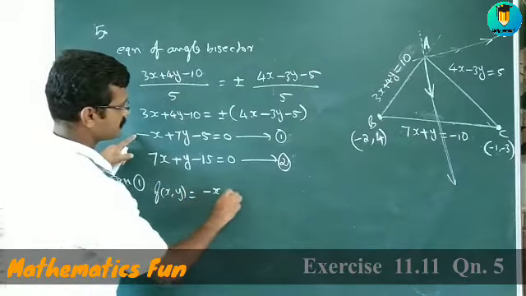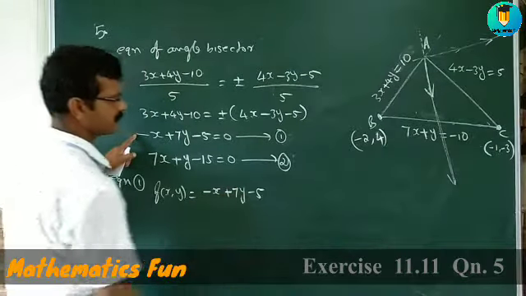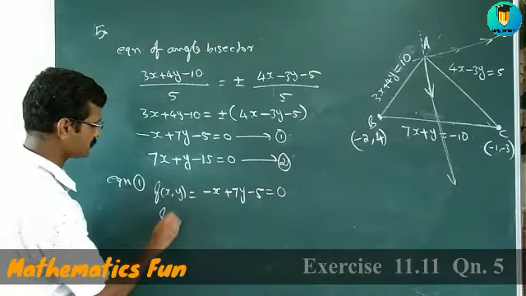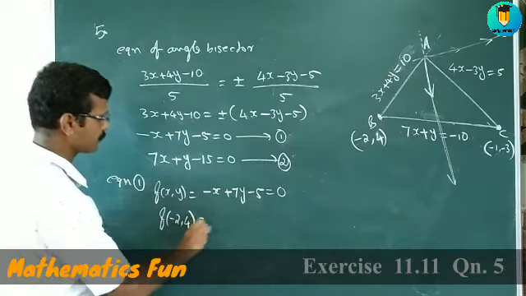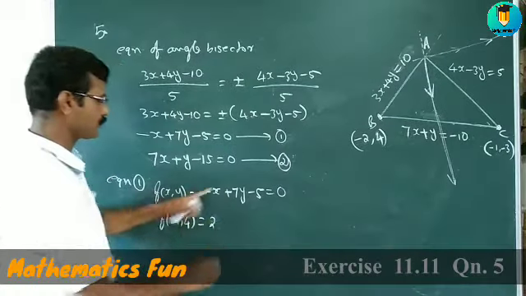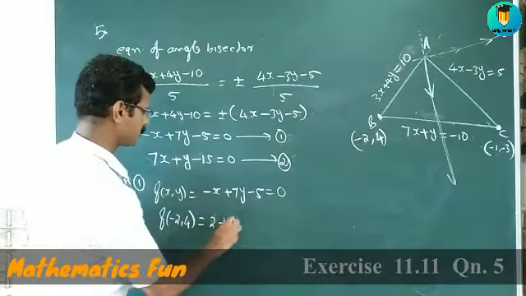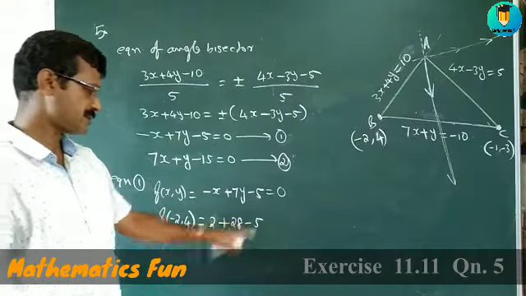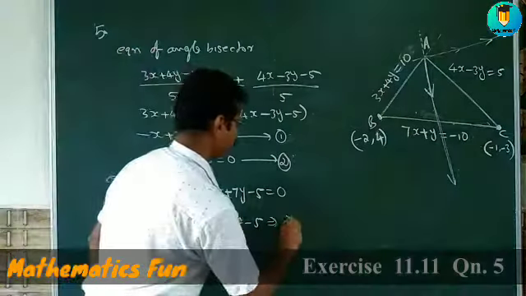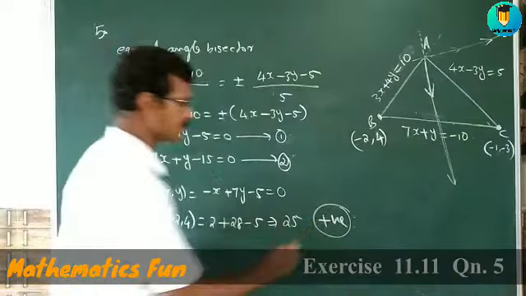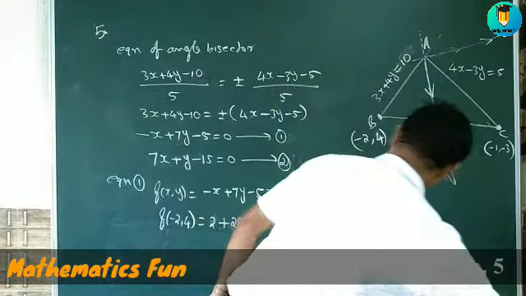f(x, y) is minus x plus 7y minus 5 is equal to 0. Here I am putting the point minus 2, 4 first of all. If I put minus 2, 4, this is 2, this is 28, minus 5. So it is 30 minus 5, it is 25. It is positive.